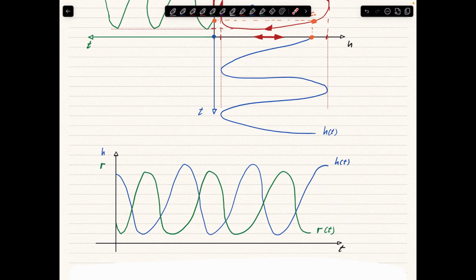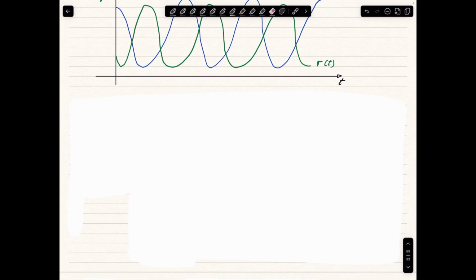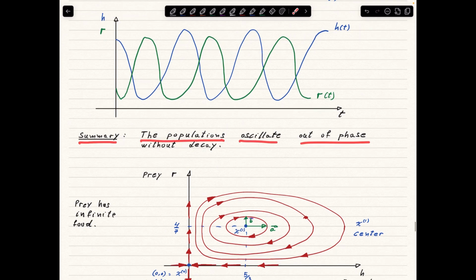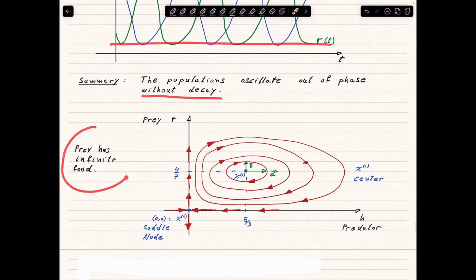Back to our notes. This is more or less the qualitative picture of the solution as a function of time, and here we repeat again the same picture we had before. Just as a summary, the populations of predator and prey oscillate out of phase. This is what we mean here by out of phase. They are not oscillating in exactly the same way. They are shifted one from the other, without any decay. They oscillate forever. And this is what happens when the prey has infinite food resources.